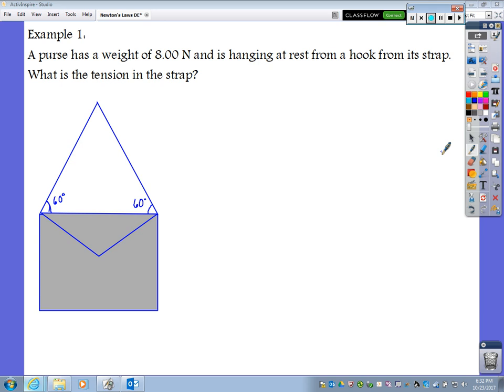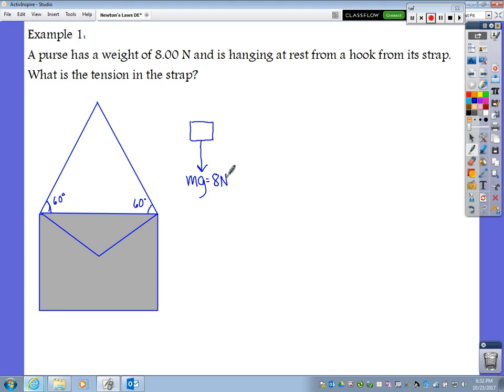Let's look at some problems with tension. Here's an example. A purse has a weight of 8 newtons and is hanging from rest from a hook from its strap. What's the tension in the strap? Okay, so if we look at the forces on the purse, I'm going to draw a little free body diagram up here. We've got its weight, mg, and we know that the weight is 8 newtons.